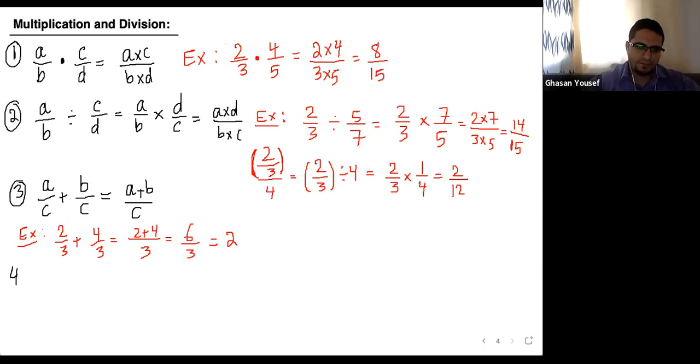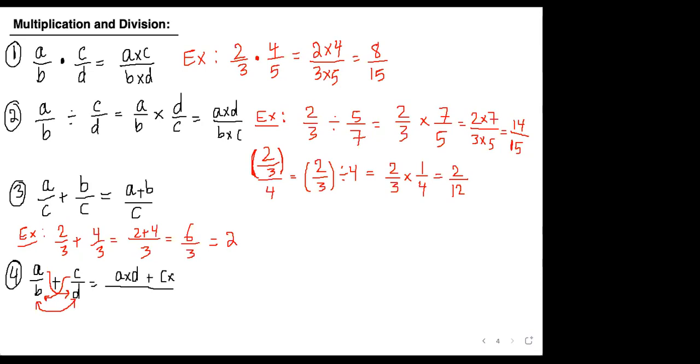The fourth property is if I have different denominators, A over B adding to C over D. When the B and the D are not equal, I cross multiply. I multiply the A with the D, the C with the B, and in the denominator, B with the D. So this gives me A times D plus C times B over B times D.